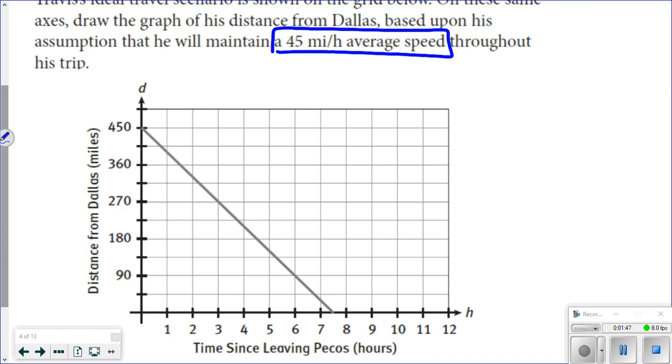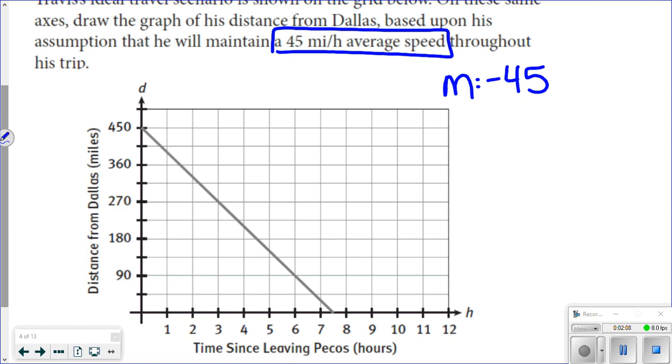So before, our rate of change or our slope was negative 60 because we were driving 60 miles per hour. Well, right now, today, our slope would be a negative 45. Negative 45 miles per hour.